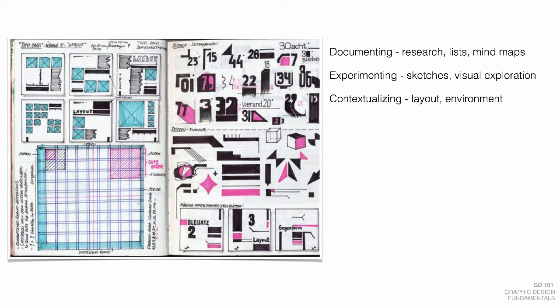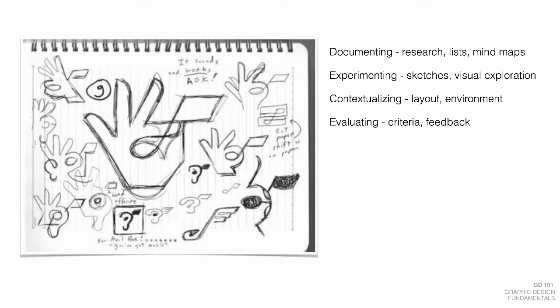Another thing that you can do with your sketchbook is contextualizing. This is where we start to take our designs and think about them in broader terms. How do they fit into a layout, for example, or maybe into a broader environment? A critical aspect of keeping a sketchbook is where we start doing our evaluating. This is where we need to go back into our past ideas and start to think about them, analyze them. It also allows us to get feedback from others.